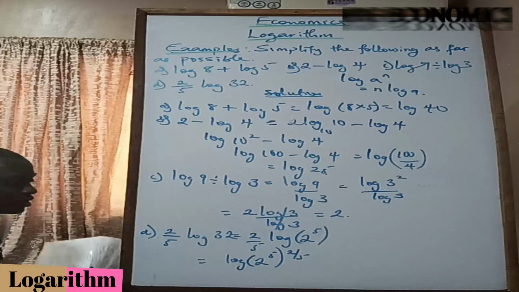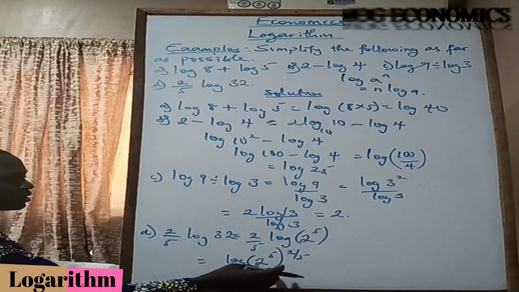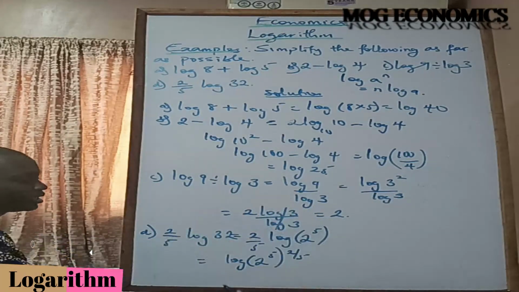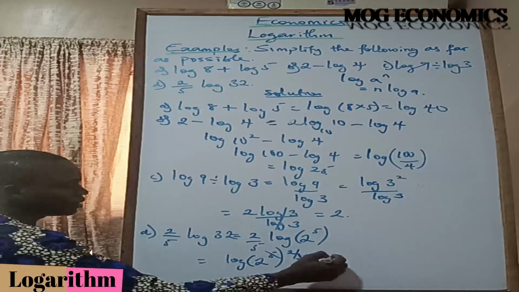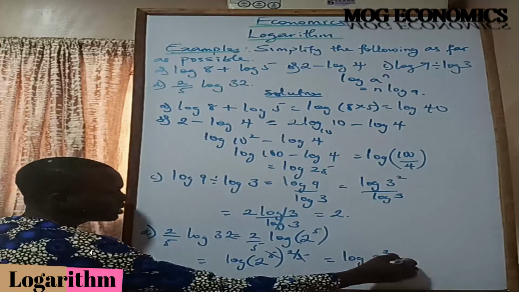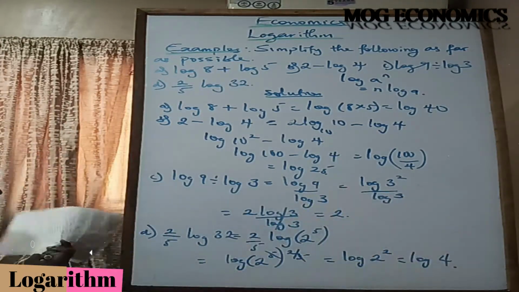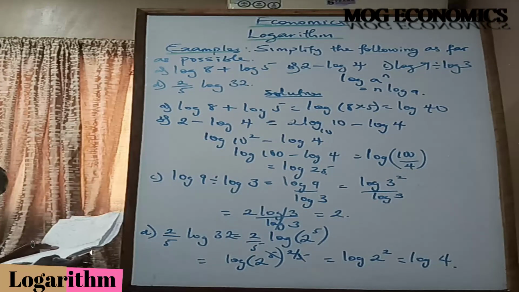I want to believe I'm not confusing anybody here. It is still 32. We just express 32 in a way that can help us deal with the other index in an easier way. So 5 will cancel this 5 here. We'll be left with log 2 raised to 2, and this gives us log 4. And yeah, so that's it. Log 4. So we are done.